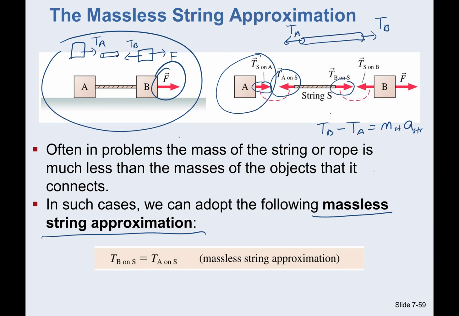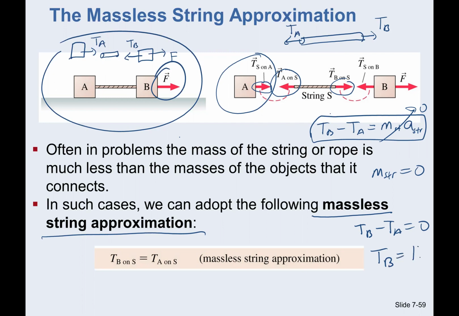Now, what I'm saying here is that if I take the mass of the string to be zero, then see the equation that I have over here, right? Tension B minus tension A equals mass times acceleration. Well, if the mass is zero, this whole thing is zero, which gives me TB minus TA equals zero. That gives me that the tension on both sides of the string is exactly the same. That means the tension here, TA, and the tension here, TB, are equal to one another. And that's a very, very important and useful tool to have.